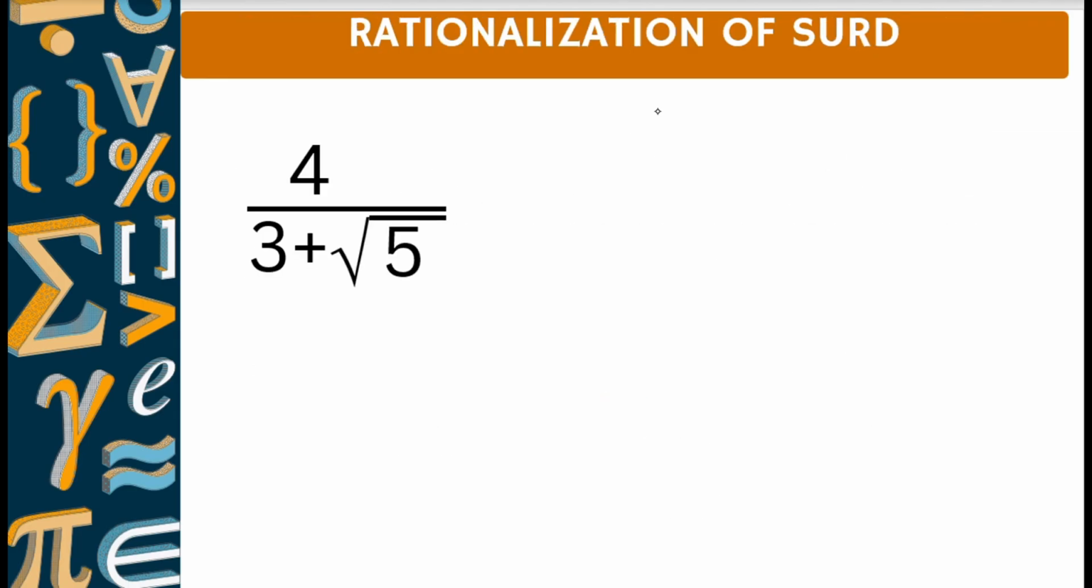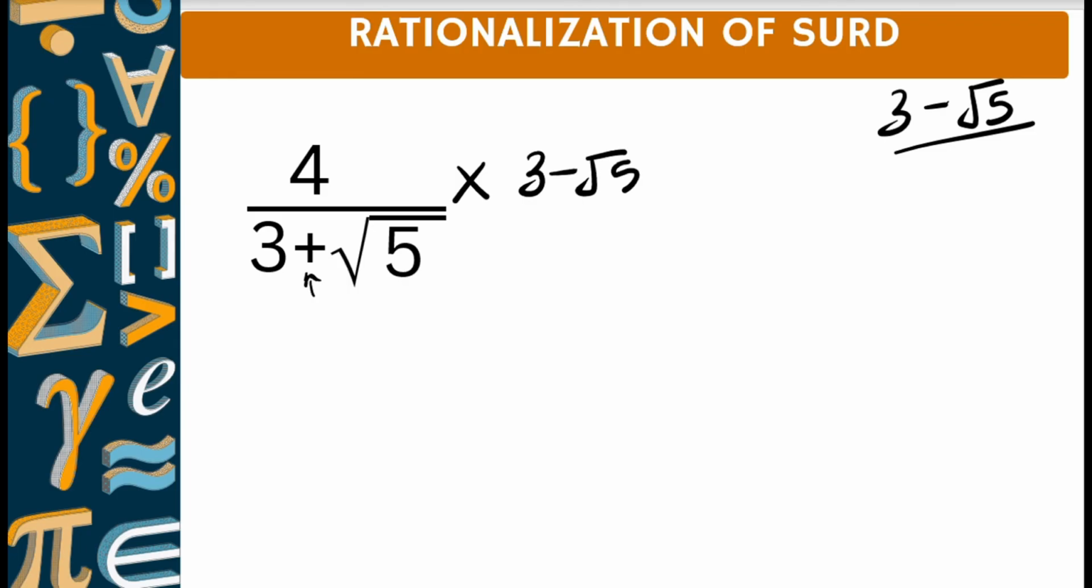Now, we multiply the numerator and the denominator by the number at the denominator, but changing the sign. For example, that is what we call the conjugate. The conjugate of this denominator is 3 minus root 5. That is changing the sign. Therefore, for me to rationalize this surd, I'm going to multiply the numerator by 3 minus root 5, and then do the same with the denominator, which is 3 minus root 5.